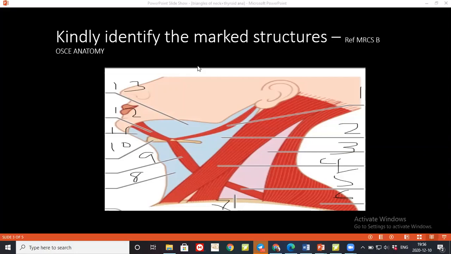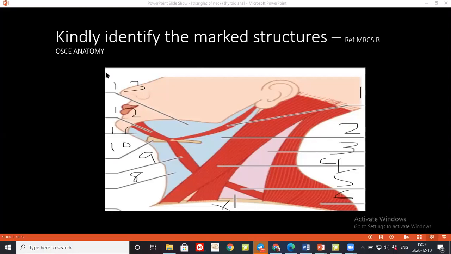Can you please tell me how this posterior triangle is further divided, into how many triangles, and what are their contents? The triangle is divided by the inferior belly of the omohyoid. The upper half, the occipital triangle, contains the suprascapular nerve and lateral occipital nerve, and the spinal part of the accessory nerve. And the lower half, in the supraclavicular triangle, what would you find? The transverse cervical artery and nerve.